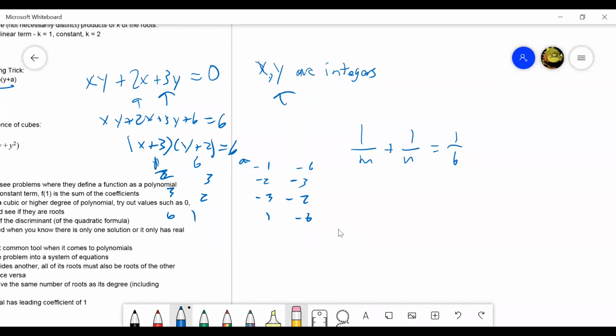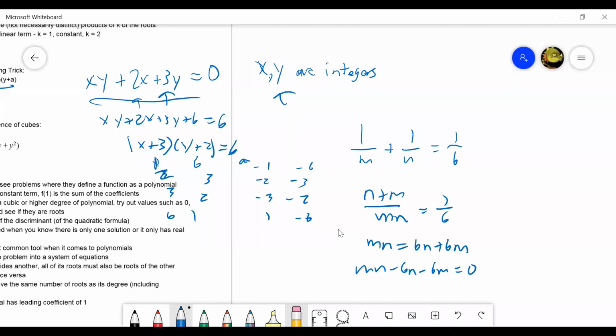The way you would do this is by first consolidating the left side into one fraction, and then you can multiply it out as just this. And then when you subtract, you'll be left with an expression very similar to this one up here. And you can add 36 to both sides and factor.